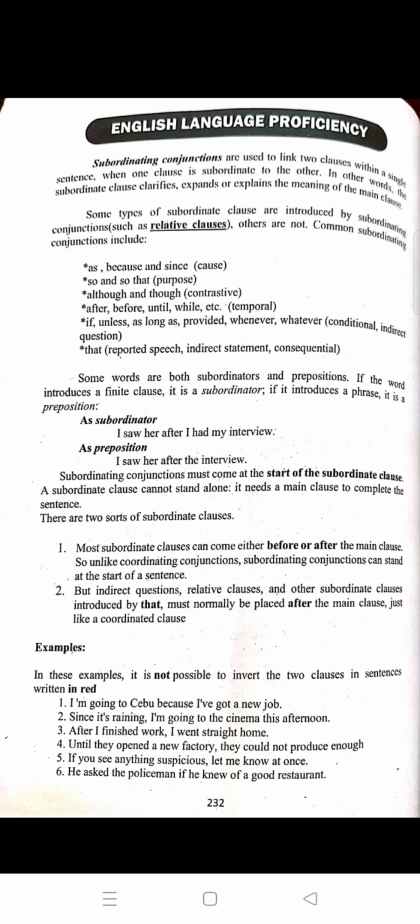Next, number 6: He asked the policeman if he knew a good restaurant. He asked the policeman is your main clause, and your subordinating conjunction is if, so it's also written at the middle.